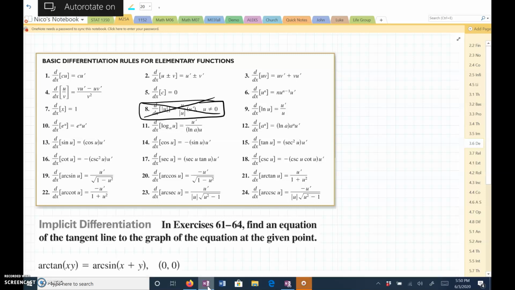Here are all of the basic differentiation rules for elementary functions. So I would take a minute, pause this video, and write down all of these. Make note cards for all of these. You could be tested on any of these. Okay?